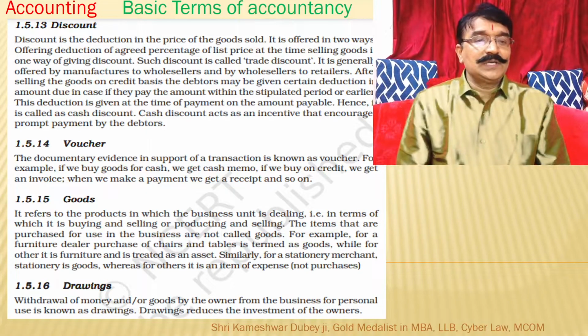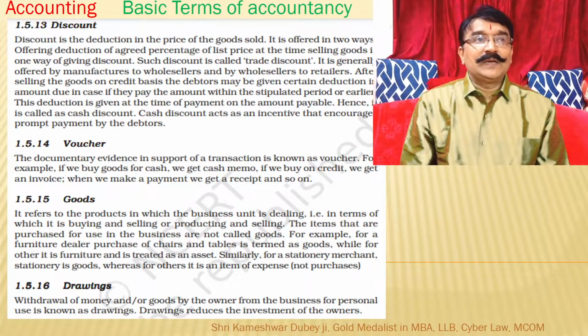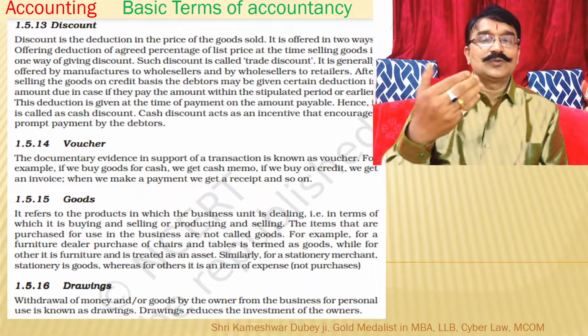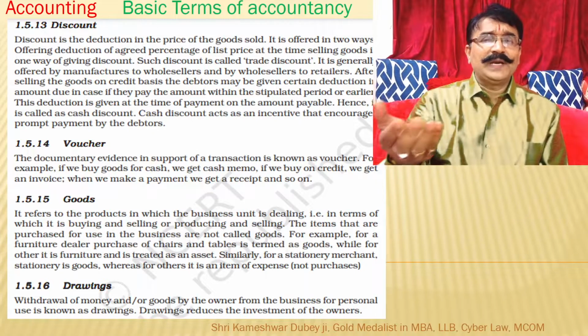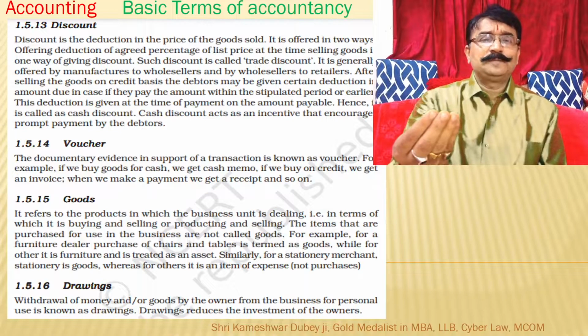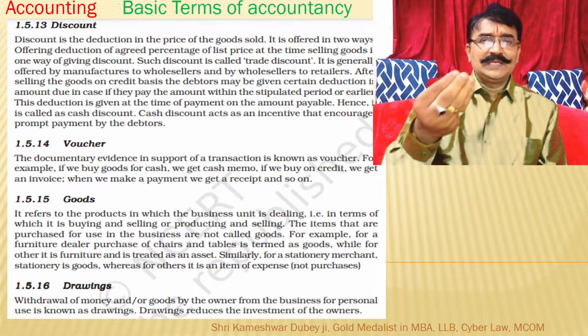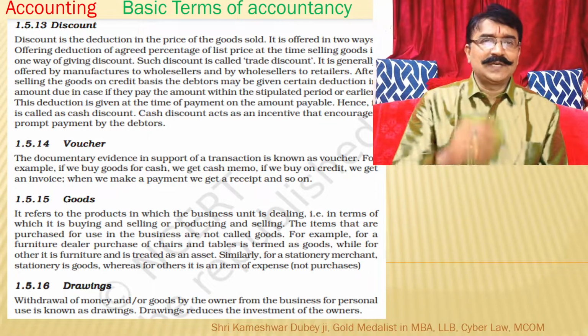Another discount is cash discount. Many times what happens is that the goods are sold on credit, and one condition is added that if the money of the sale is received before 15 days, then there is a 1% discount.